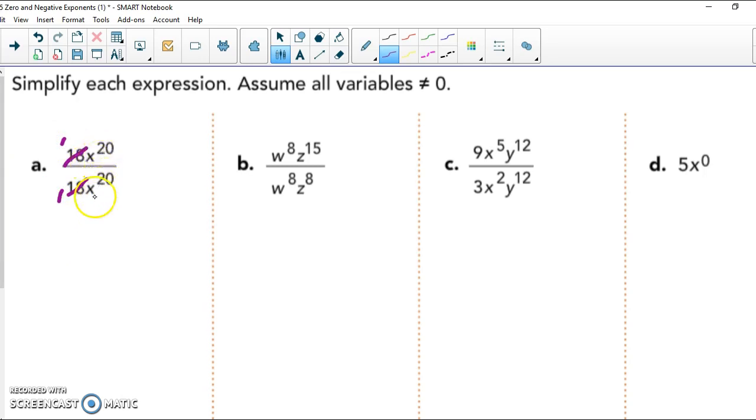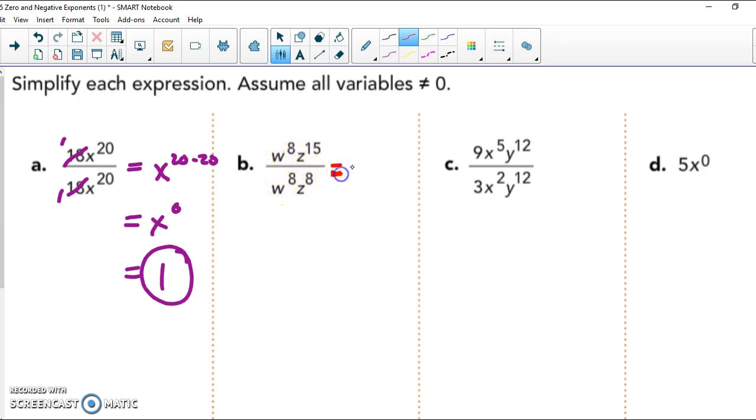18 divided by 18 is 1, because both of those will divide by 18. X to the 20th over x to the 20th, my property says the base is the same, so I can subtract my powers. So this really reduces to x to the 0 power, which we just learned is 1. Okay, but let's check out letter B. I have w to the 8th, z to the 15th, divided by w to the 8th, z to the 8th. So let's start by simplifying my w's. I have the same base, which is a w, so I can subtract the powers. 8 minus 8 is 0.